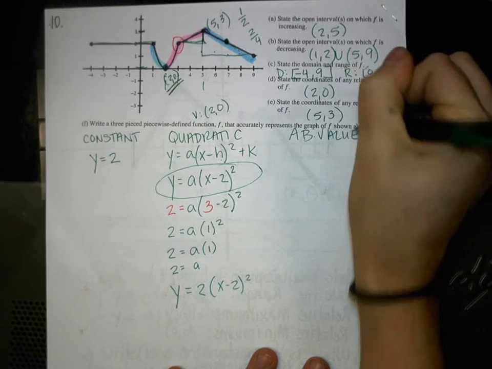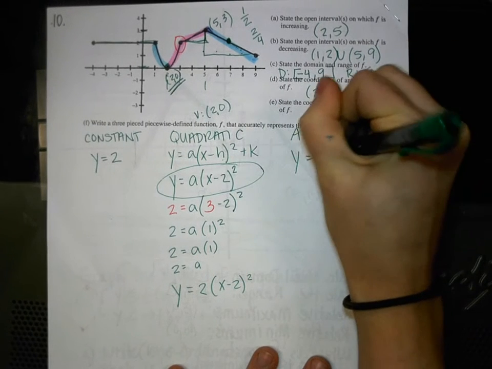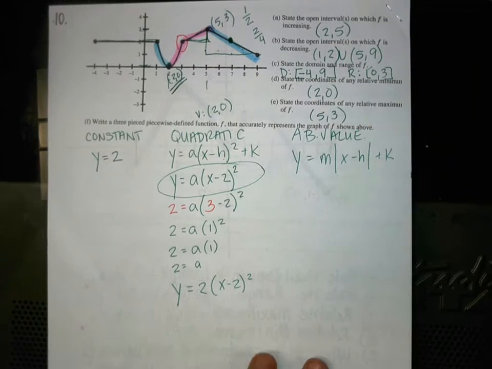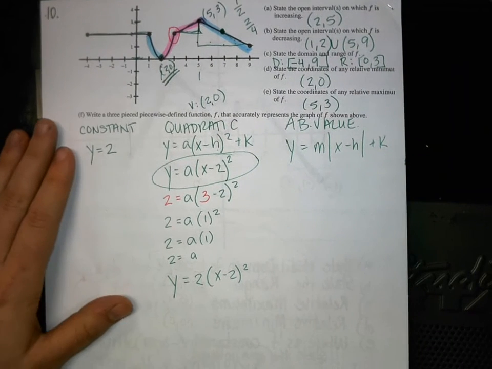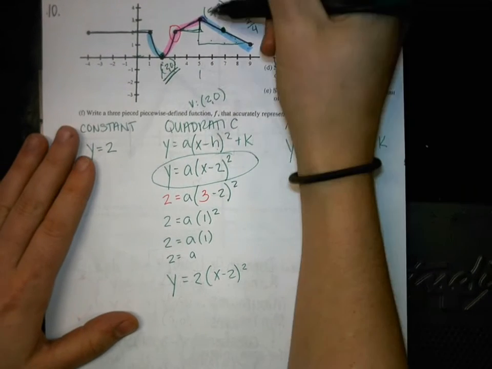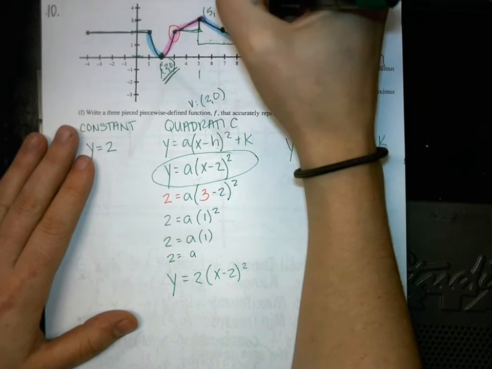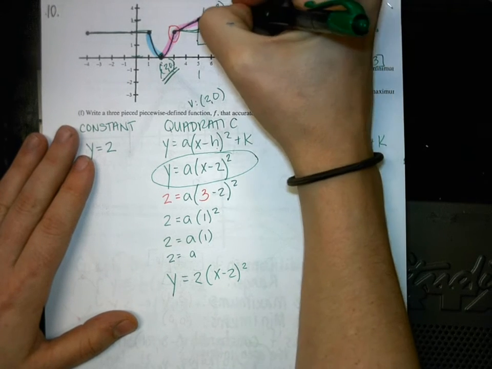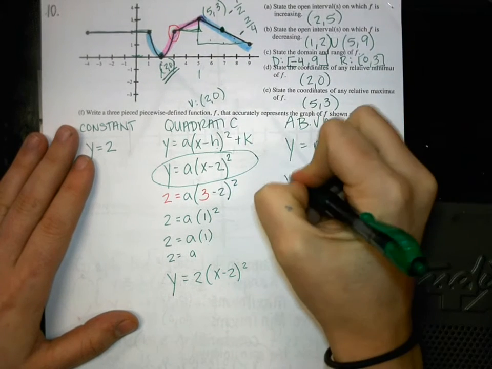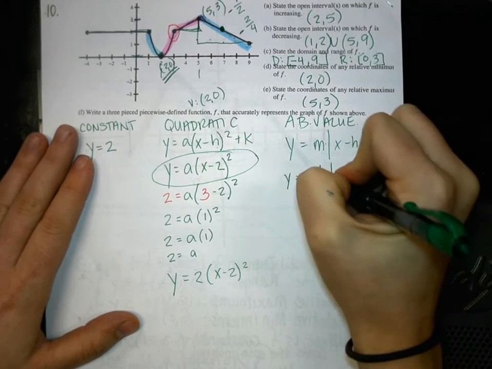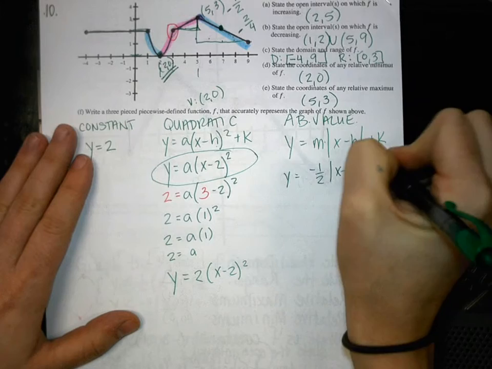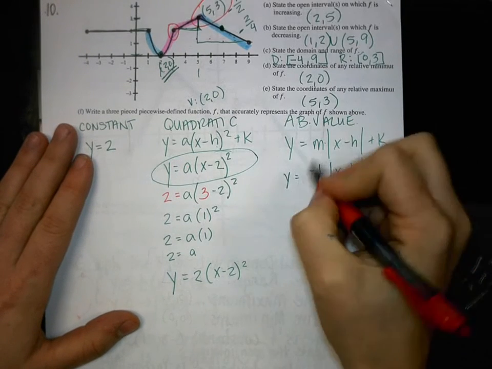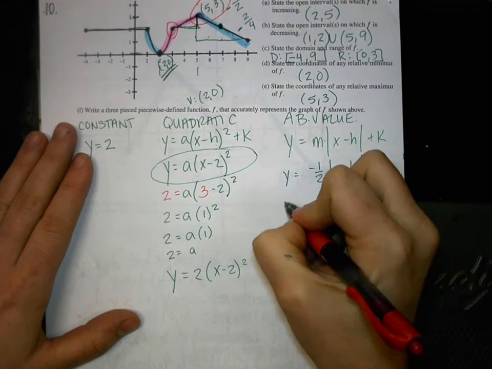And my equation for that is m times x minus h plus k, where the x minus h is an absolute value. My slope is down 1 over 2, and my v for my absolute value is opening down. So this is a negative slope. My vertex is this point up here, which is 5, 3. So I'm going to plug in the 5 and the 3 for my h and my k.